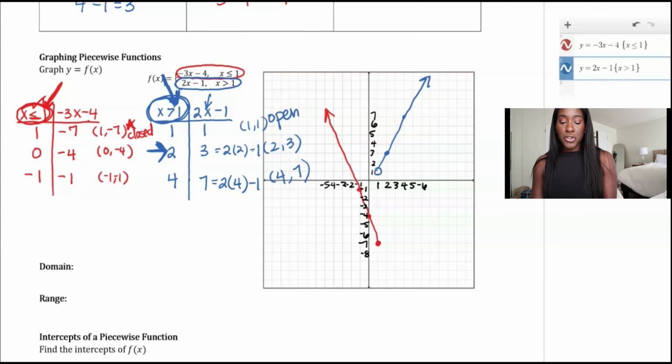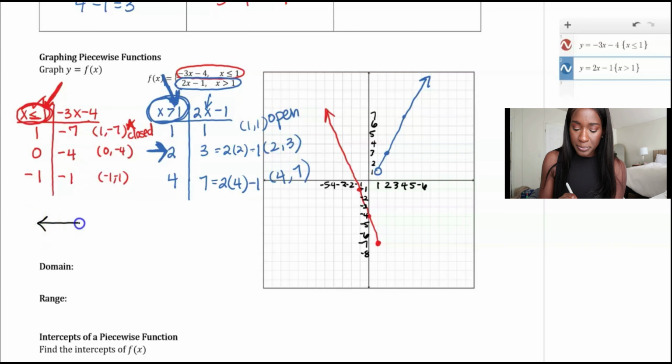Now let's talk about the domain and range of this piecewise function. The domain is a lot more straightforward to find because you can find the domain without the graph. One way that I find the domain is I make a number line. 1 is one of the numbers that shows up in the number line, so I'll make sure that I put that on my number line. I'll just put some other numbers on it.